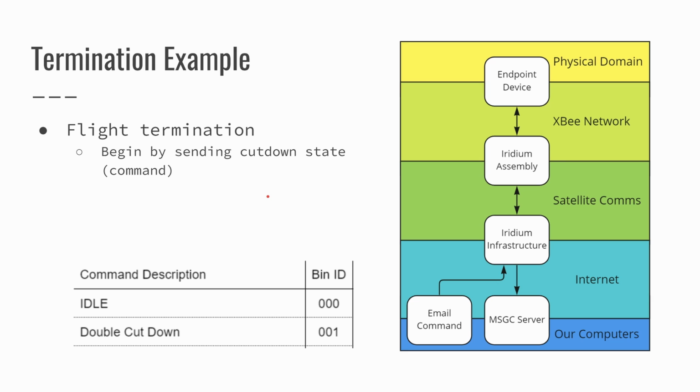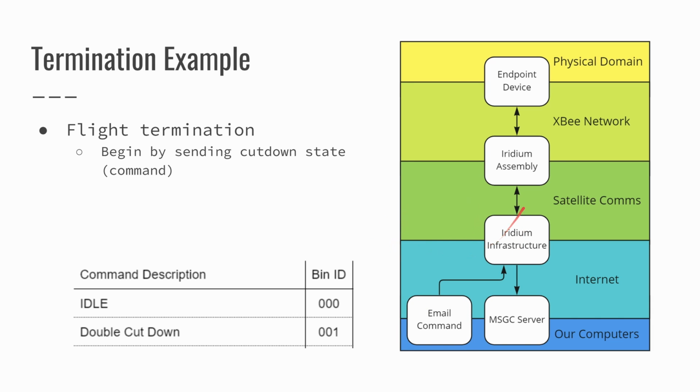So this is an example of how it would propagate through the entire system. Say we're terminating the flight. The idle state has been applied to the Iridium, so all of its pins are at 0, 0, 0. So we send double cut down. We send an email command through the Iridium infrastructure.